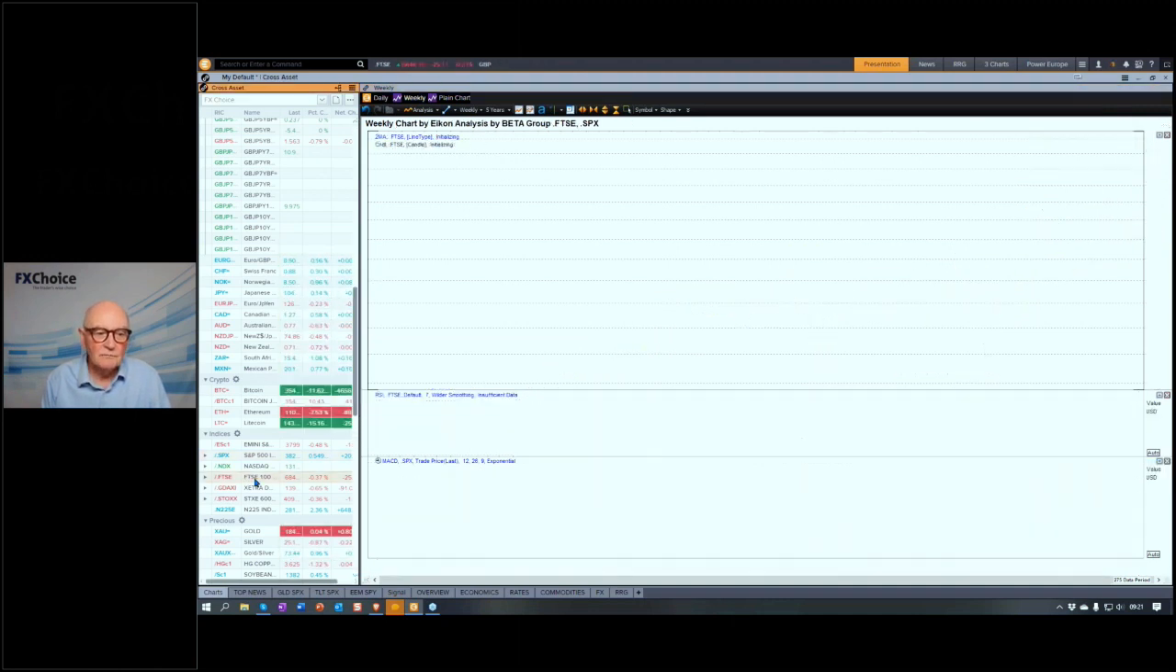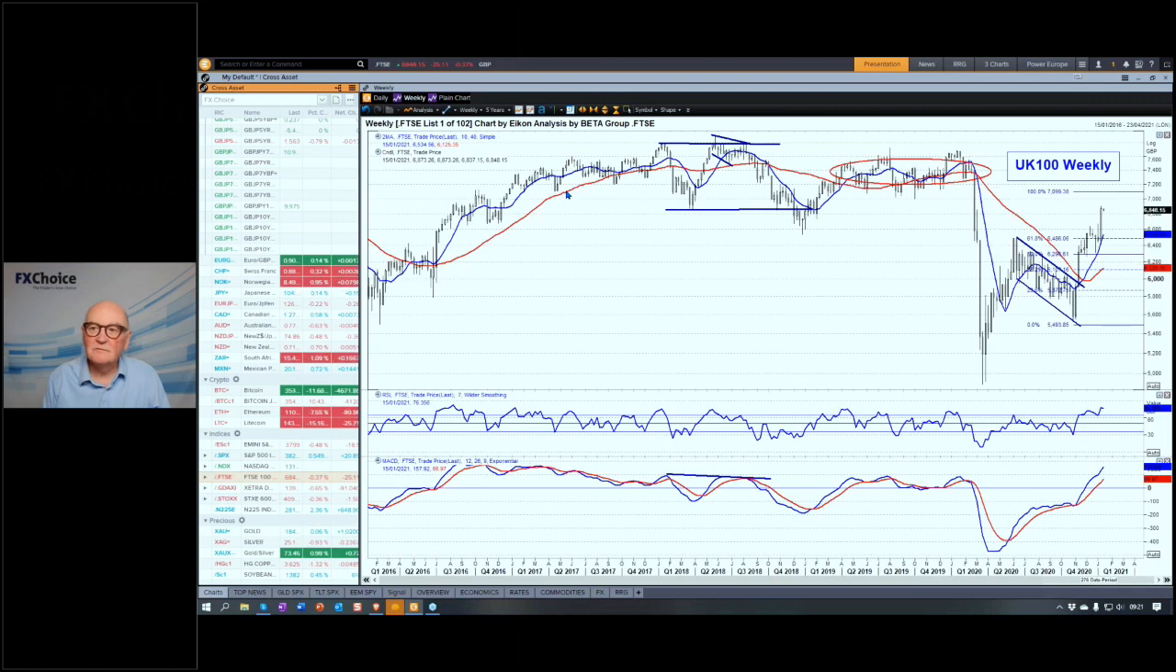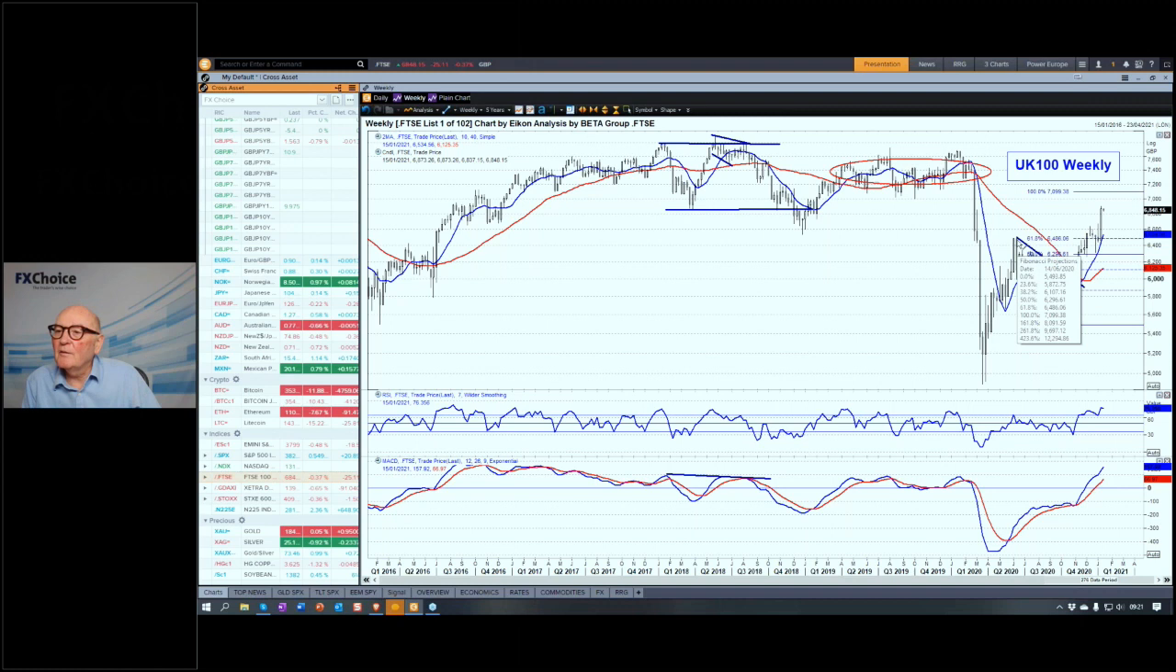The FTSE, looking good. Well, it will look good when I can see it. Here we are. So here's the weekly of it. The key thing was breaking this June high here. It broke that. We powered ahead strongly last week, a very nice move last week, and we can do some measurements now. One second, Trevor.